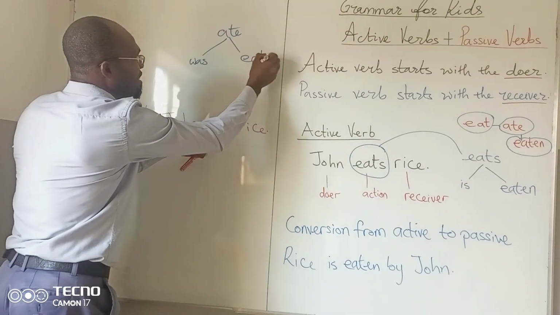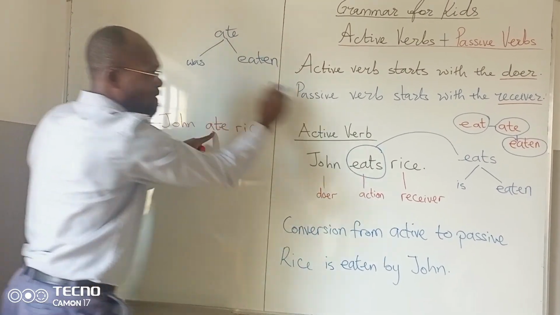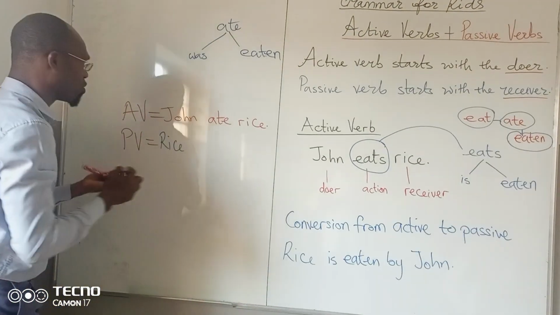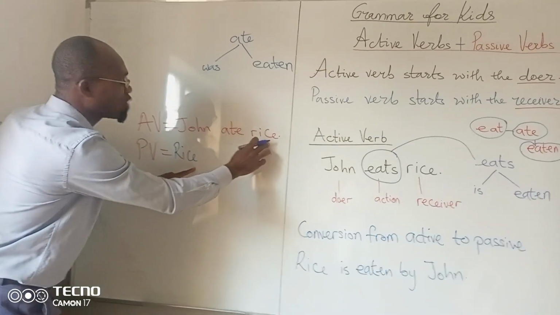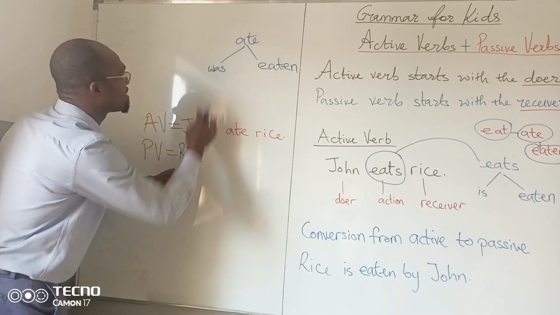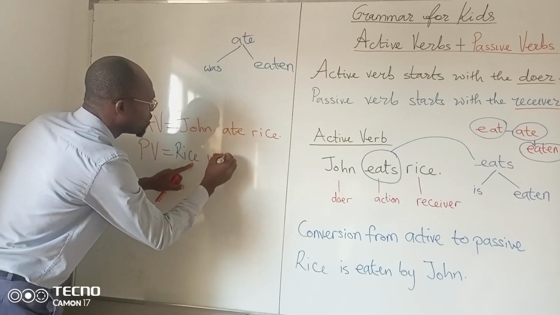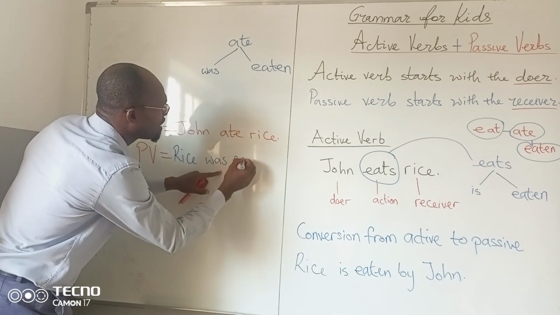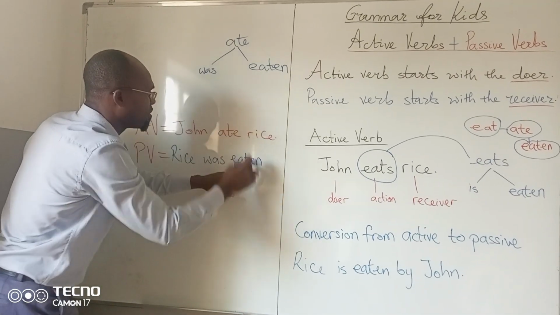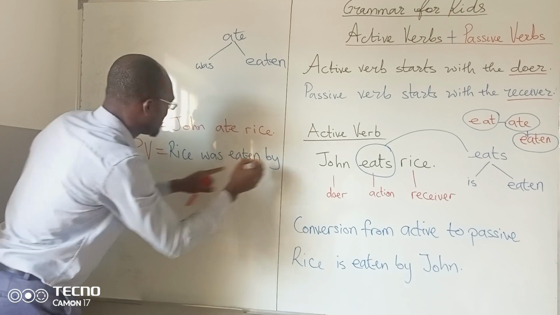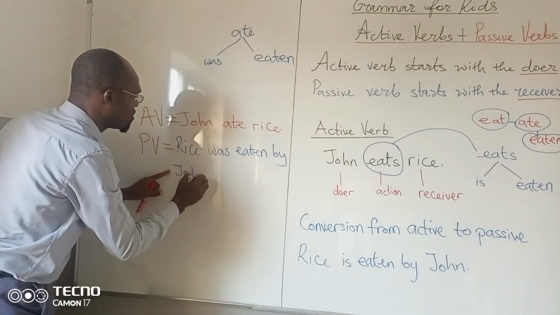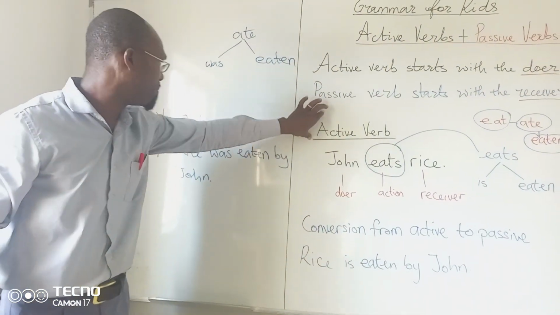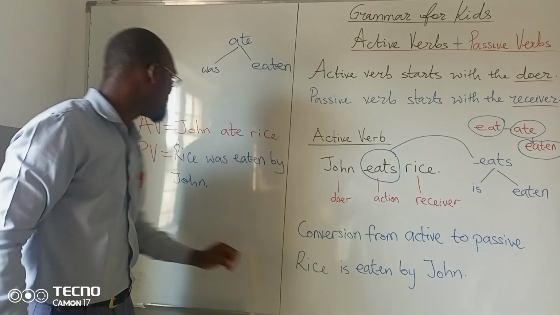And then don't forget, eaten. We still retain the past participle. We work with the past participle. So here, John ate rice will become rice was eaten by John. Don't forget was. We're using was because it's past tense. Thank you. So this is how to convert active verb to passive verb.